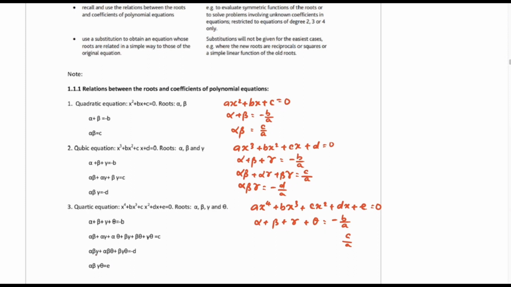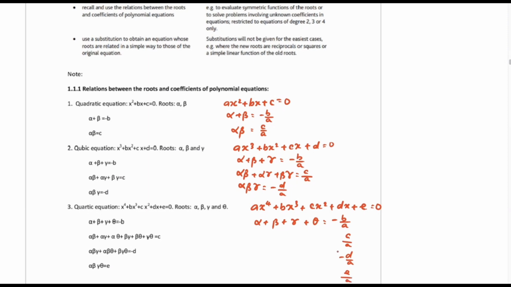And if you take any three roots and multiply them, and then you add up the products, you will get minus D, for this case, minus D over A. And if you take four roots and multiply, then you will get E, so for this case, E over A. So you should see the trend.